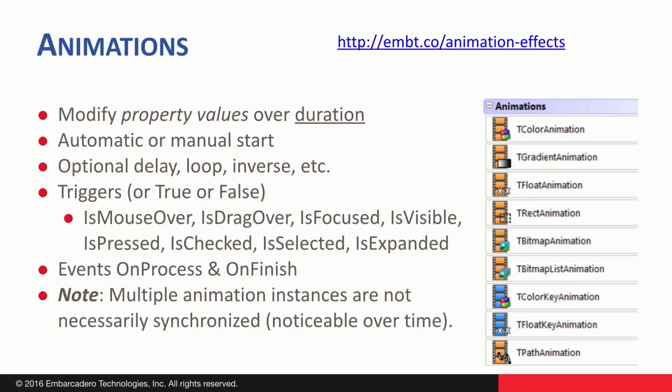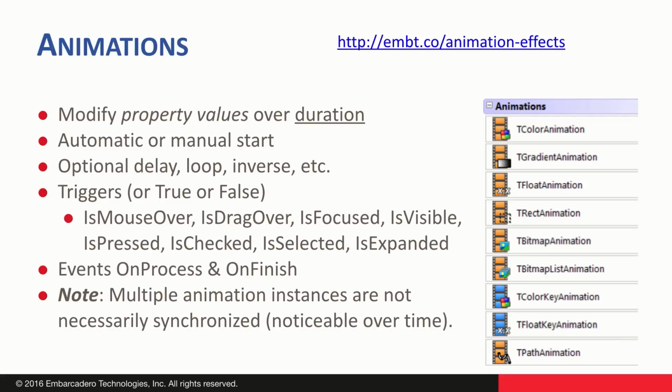You can optionally set a delay, a loop, inverse. You can set triggers, for example, when the user mouse is over a control, you can have an animation kick in and do something. These are really, really powerful, and you can do a lot of stuff with them without having to write any code. One note, and this is just a little idiosyncrasy. It's not a bug. Some people say, oh, that's not right. Well, that's just the way it works, and when you understand the way it works, you realize it makes sense.